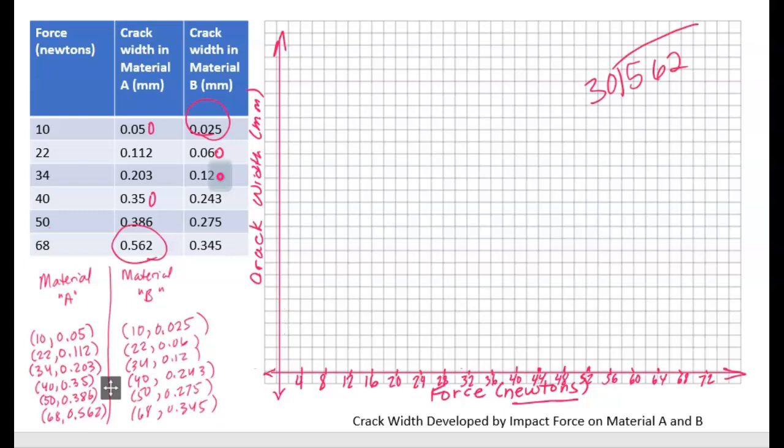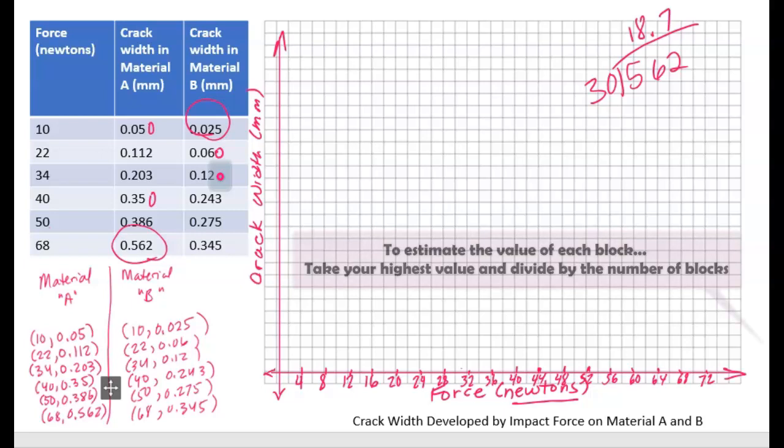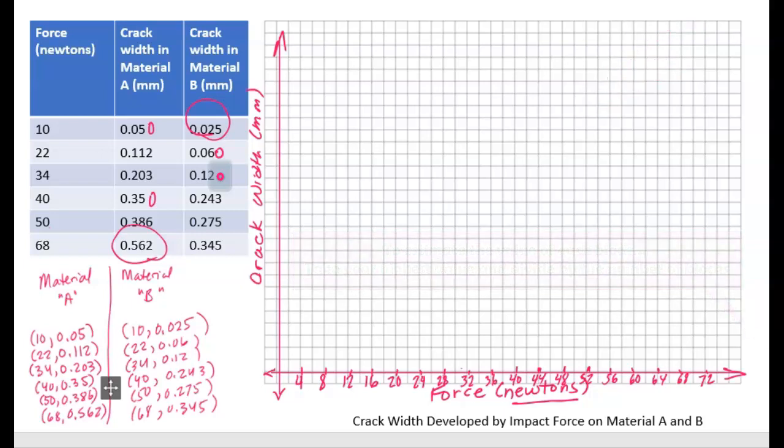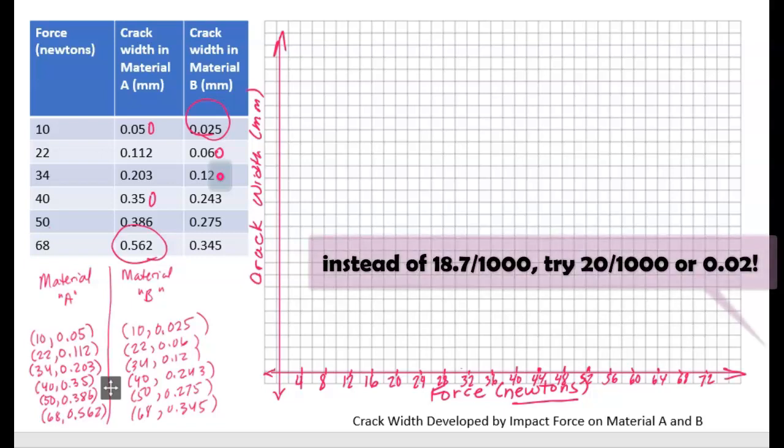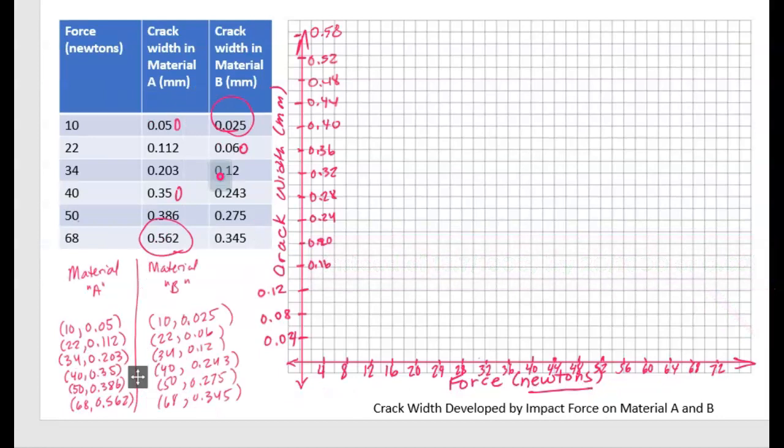So I start thinking about, well, if I have to cover 5,562 thousandths over 30 blocks, what would that be? That'd be 18.7, but that would be a really, really wonky unit for my intervals to be at. Instead, why don't we try to make each of them be something more like 0.02? I labeled my vertical scale. Notice each box is 0.02. Now we have our graph ready to plot our ordered pairs.